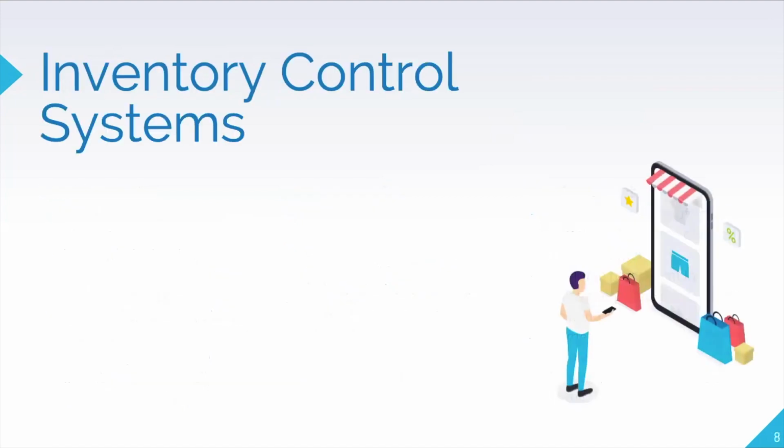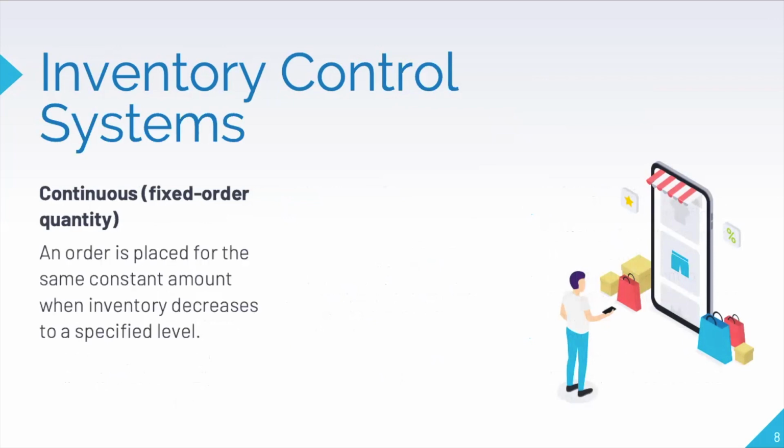So we will talk about the two types of inventory control system. Number one is the continuous or fixed order quantity system. In this control system, an order is placed for the same constant amount. So every time you order the same number of pieces of inventory, when inventory decreases to a specified level. So when your inventory reaches a certain level, you order this certain amount of inventory. That is why it is called continuous or fixed order quantity.